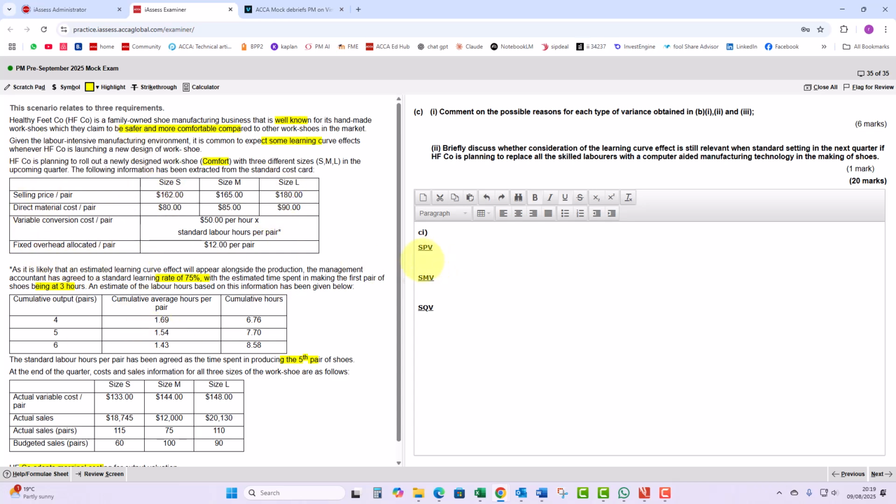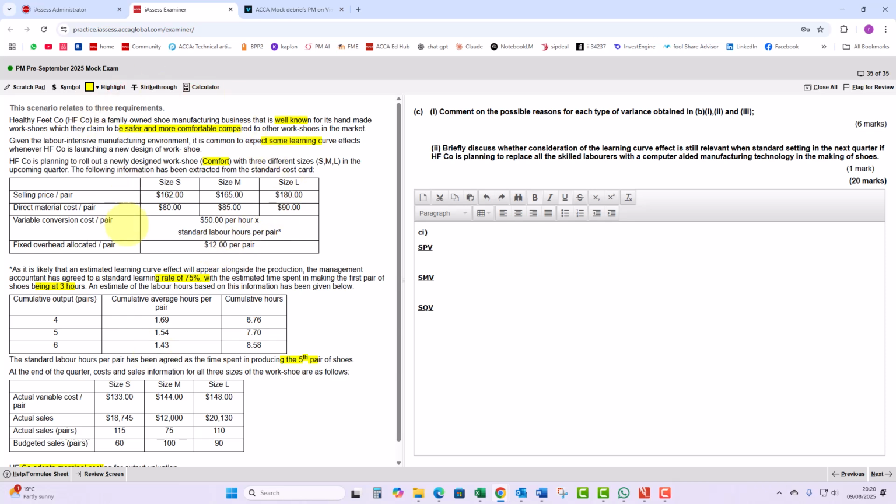So I'm not going to talk about price in isolation. I will be talking about price in relation to the shoes that are being sold. And then the way I would aim to pick up my second mark is I will give a reason why that variance has occurred. And my preferred choice for saying why is if there is any information they've given me here, then I will use that.